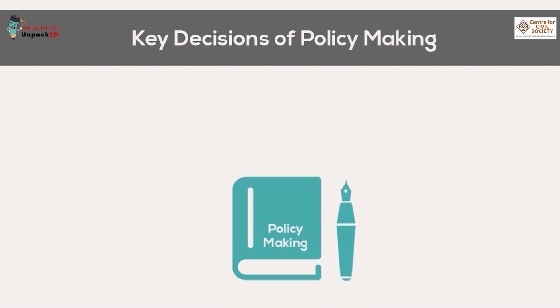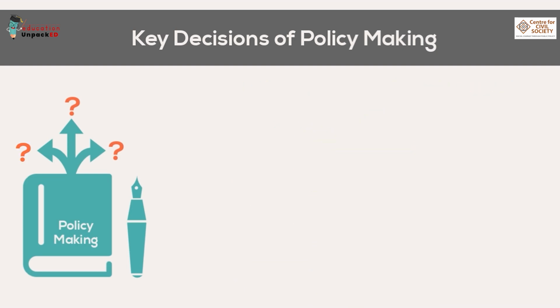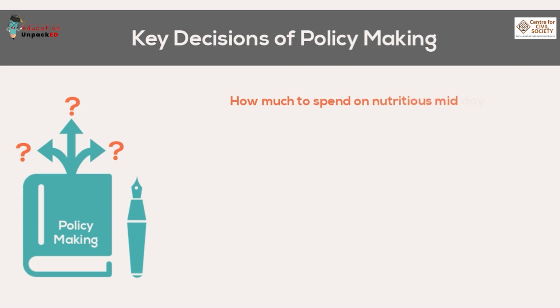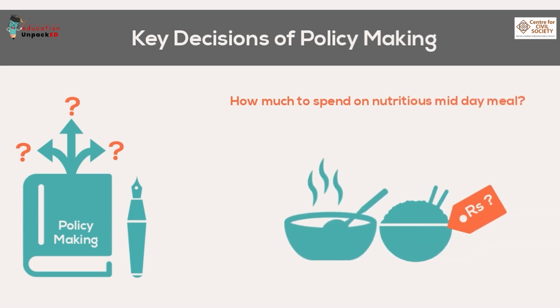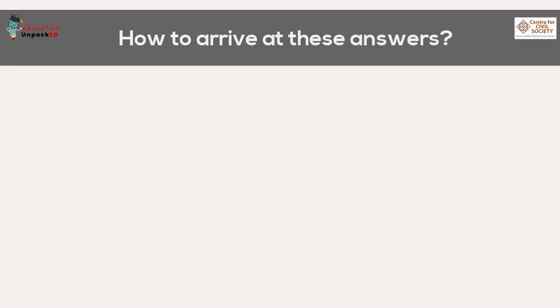In policymaking, many key decisions have to be made. How many schools are needed in a region? How many of these should be secondary schools? What kind of scheme would encourage participation of girls in schooling? How much to spend on a nutritious midday meal, etc.? A way of arriving at answers to these questions is through understanding the context.